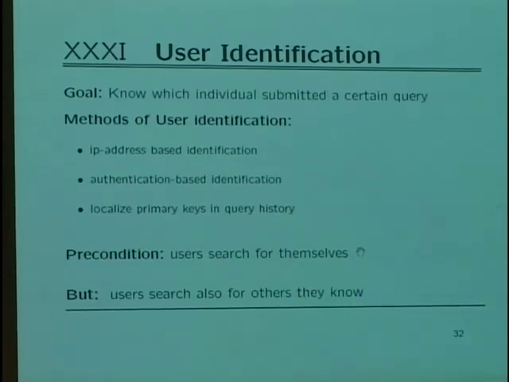Okay, what else could we do? We could try to identify the individual which is behind a certain query set. You could do that by IP addresses, by authentication information, but we do not have this information in the data set. So the only thing which we could focus on is to localize possible primary keys in the query history of the user. So the precondition is that users are actually searching for keys of themselves. For now, I neglect the fact that users are also searching for keys for people they know. This leads to some false positives. I will show you that later.